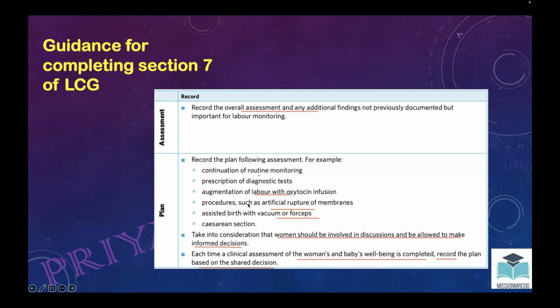So each time mother and baby well-being is completed, record the plan and make a shared decision. The patient is to be informed, and the shared decision has to be made. This column has been newly added in the labor care guide.